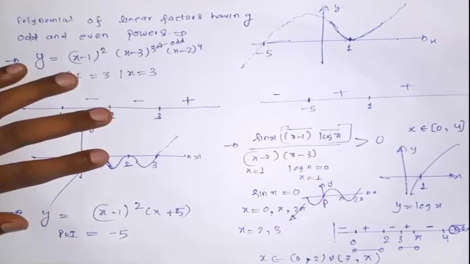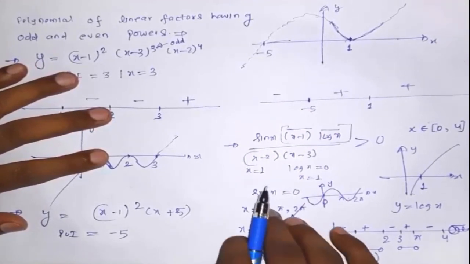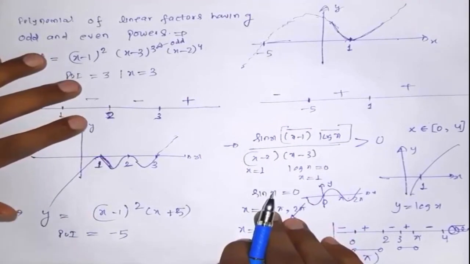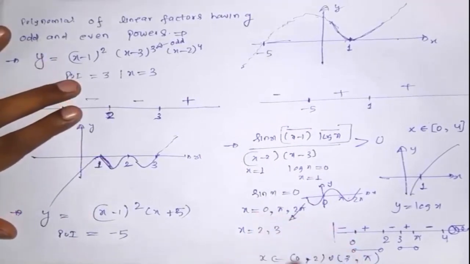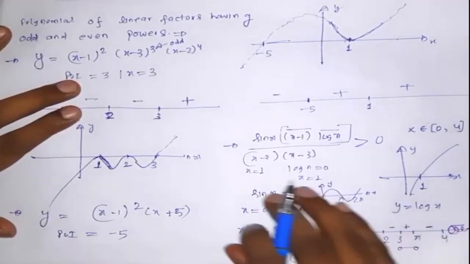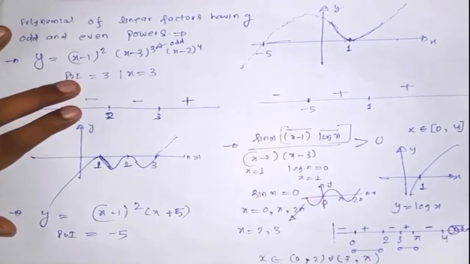Okay, I hope it is clear to all of you how to find the points of inversion. We have to check each and every factor of any function, and we need to find whether at that point the function is changing its sign or not. If it is not changing its sign, or two factors are complementing each other, then that will not be a point of inversion. Okay, I hope it is clear to all of you.